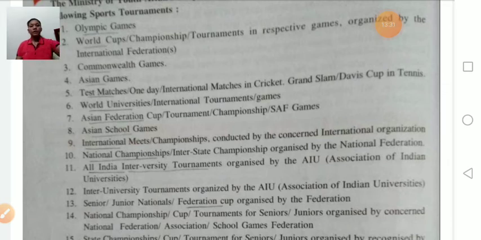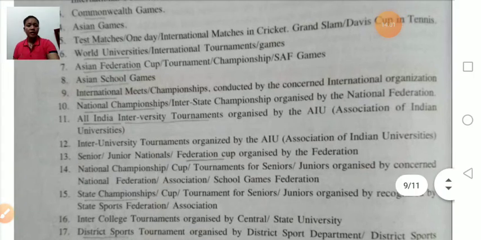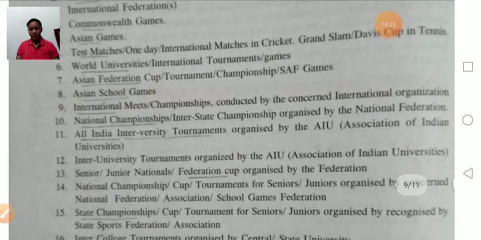Commonwealth Games, Asian Games, Test match, one day match, international match in cricket, Grand Slam, Davis Cup in tennis, etc. World University Games, International Tournament, Asian Federation Cup Tournament, SAF Games, South Asian Federation Games, Asian School Games, International Meet or International Championship, National Championship or Interstate Championship.